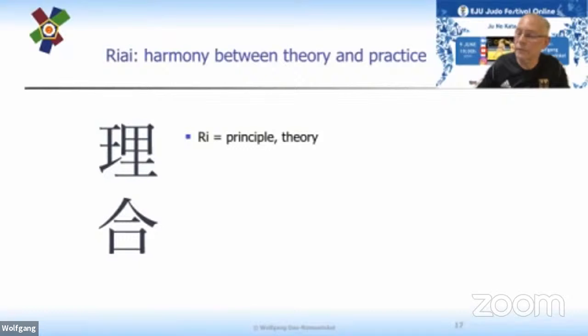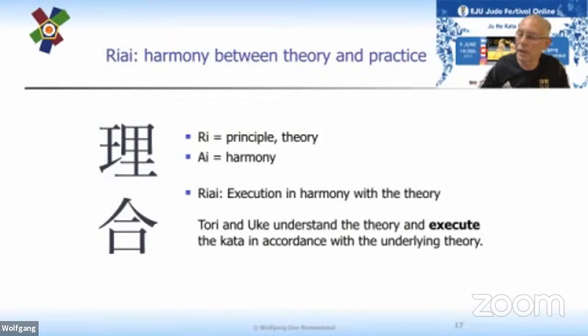Ri means principle or theory. And I, maybe you know from Aikido, means harmony. If you put these both together, we have riai, and the meaning of riai is the execution of a kata in harmony with the theory. So that means that Tori and Uke understand the theory and they execute the kata in accordance with the underlying theory, or with the underlying principles in another translation.